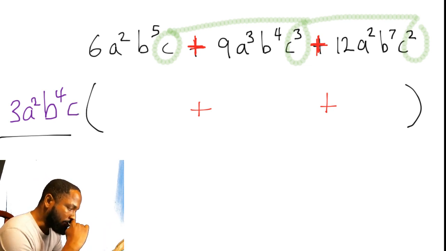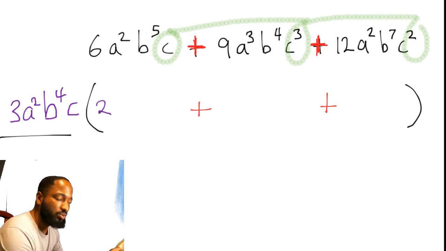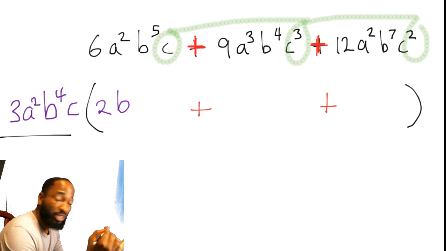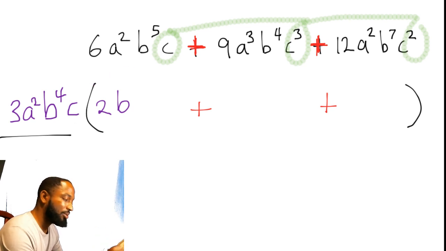And now, to finish the rest, we just need to see what's missing. What's missing to get this 3 to go up to 6? 2. What's missing for the A? Nothing, so don't write anything. What's missing for the B to the power of 4, B to the power of 5? 1 B is missing, B to the power of 1. So we can just write B. What's missing for the C? Nothing. So we stop. So all that comes here is a 2B.